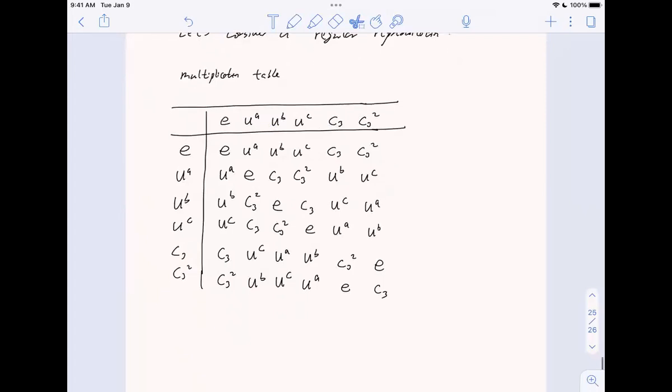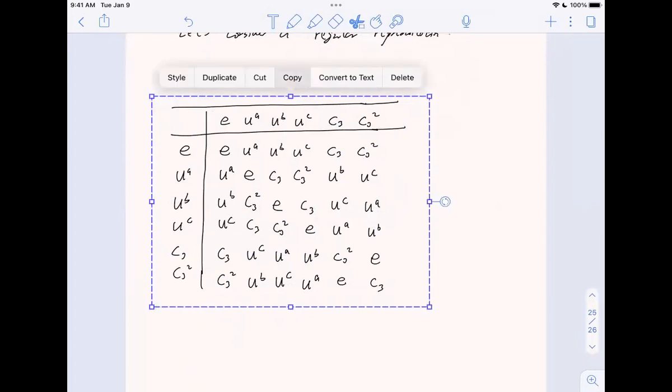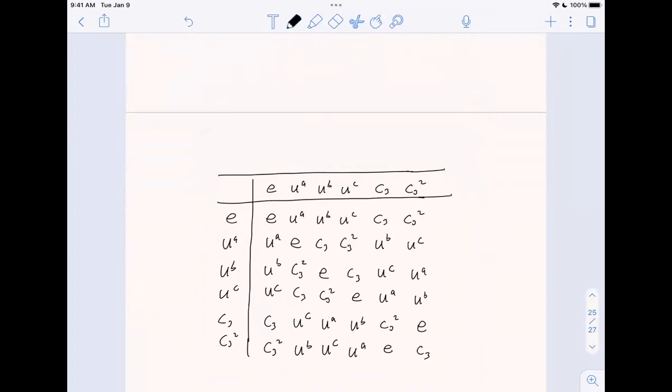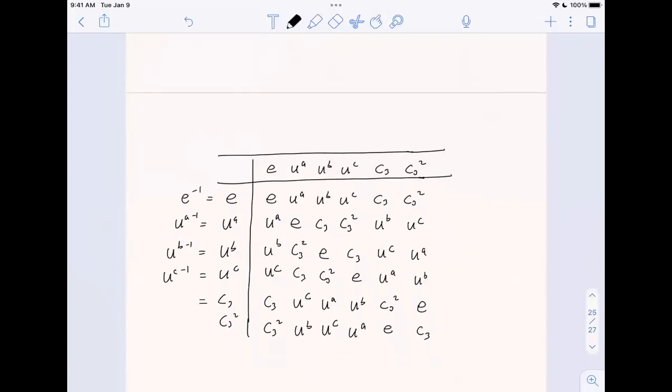It's a bit tedious, but anyway, we finished writing it up. So we're going to change this into another way. Because this one is the inverse, this one is also the inverse of itself. This one is also the inverse of itself. This one is UC the inverse. But this one is the inverse of C3.